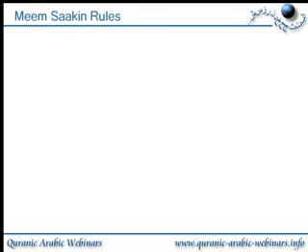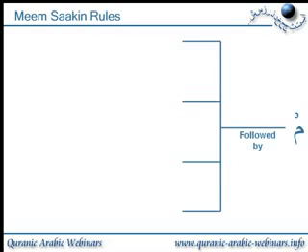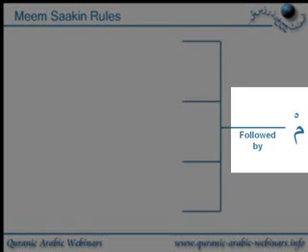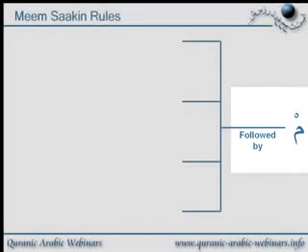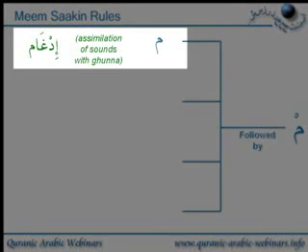Now the rules for mim sakin. There's a few rules here. Here we have the mim sakin, and we're showing the sukun as a round circle, that's our computer font. If the mim sakin is followed by certain things, then we're going to apply certain rules. The first one: if the mim sakin is followed by another mim, we do idgham, which stands for assimilation of sounds, plus we apply a ghunna. Again, we're going to explain this in a minute.